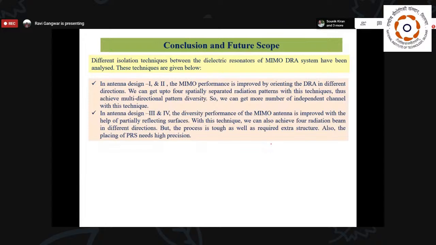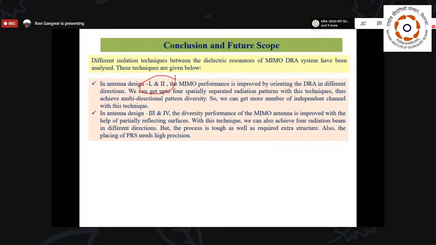But here the problem is that we require additional structures, that is your PRS, and the placement of your PRS requires high precision. So we can say that designs 1 and 2 do not require any additional structures, and the performance is at par with designs 3 and 4.